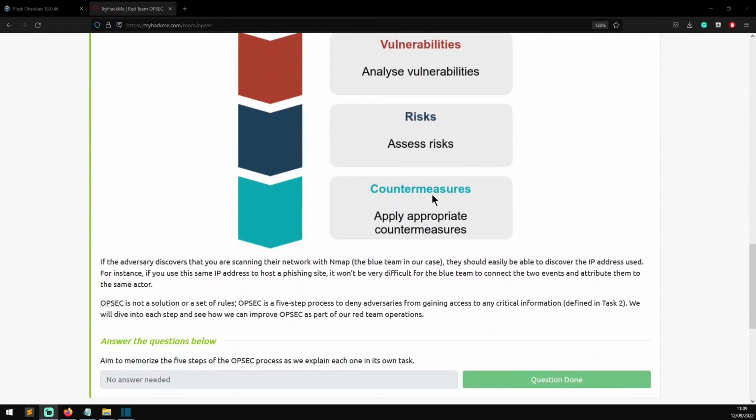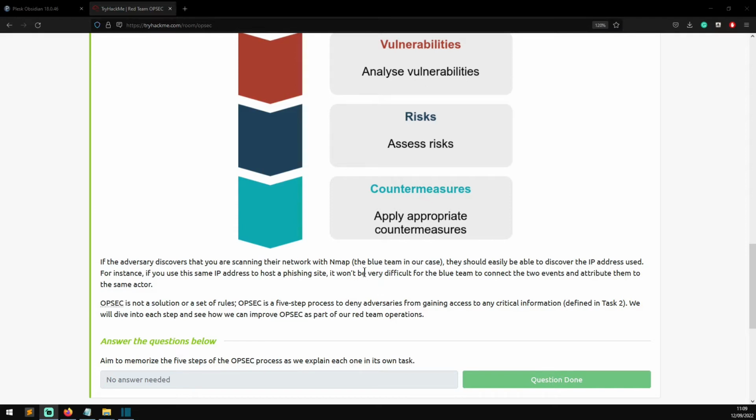If the adversary discovers that you're scanning their network with Nmap, the blue team in our case, they should easily be able to discover the IP address being used. For instance, if you use the same IP address to host a phishing site, it won't be very difficult for the blue team to connect the 2 events and attribute them to the same actor.